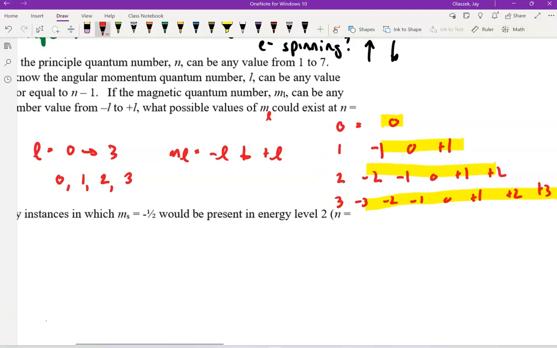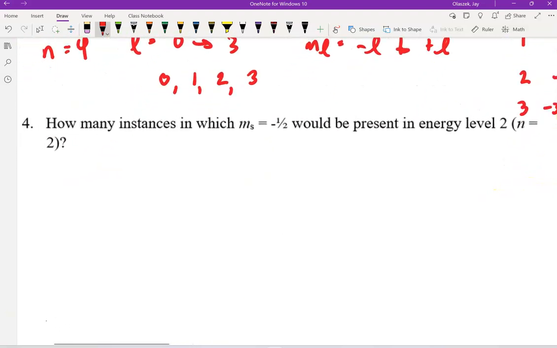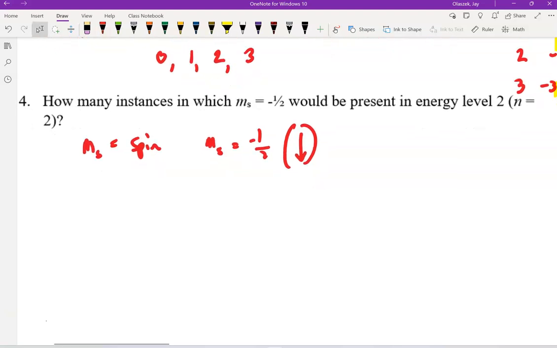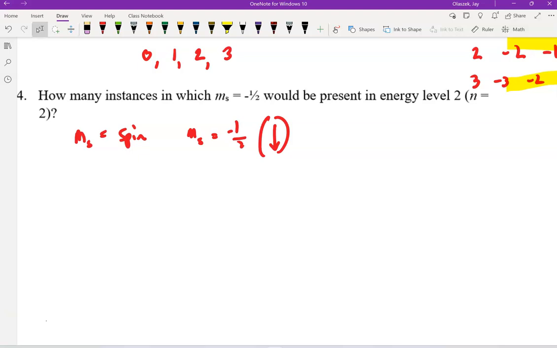Let's do the last question. How many instances in which M sub S equals negative 1/2 could be present in energy level 2? Remember that M sub S is simply spin. Which direction is an electron spinning? So an electron with M sub S equals negative 1/2, that's just a fancy way of saying this is an electron that is spinning in the down direction. That's all it means. So before we answer this question, let's find out what possible values for M sub S we could have at energy level N equals 2.